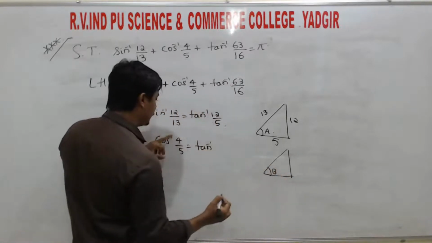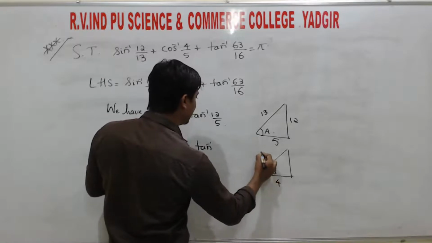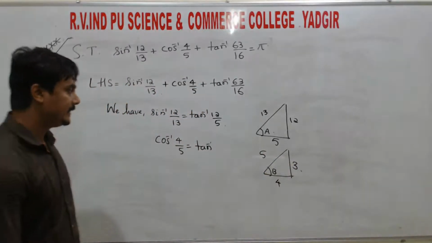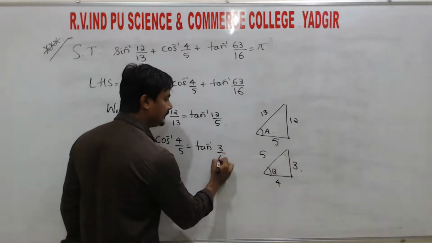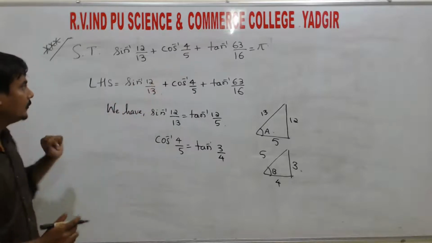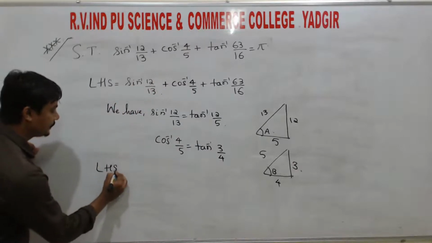What is the cos theta formula? Adjacent by hypotenuse. So the opposite side length will be 3, standard Pythagorean triplet. So tan inverse of 3 by 4. Is that clear up to here? Okay. Now let us put in the LHS.